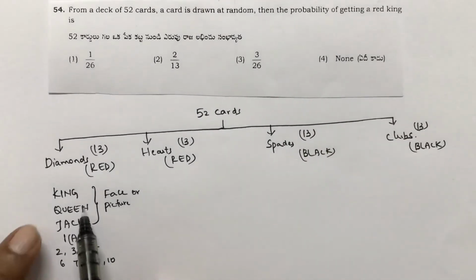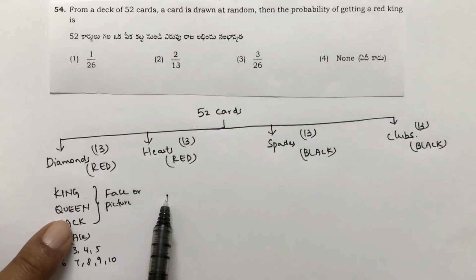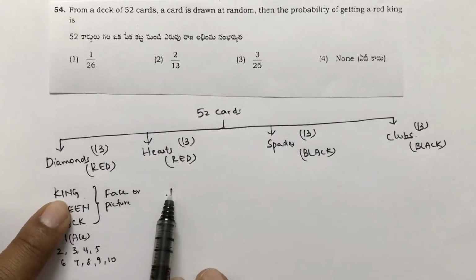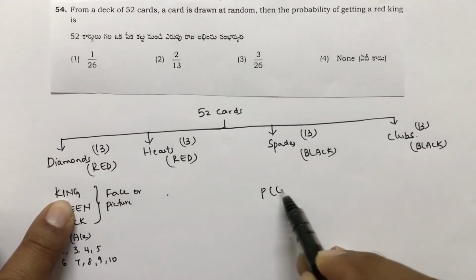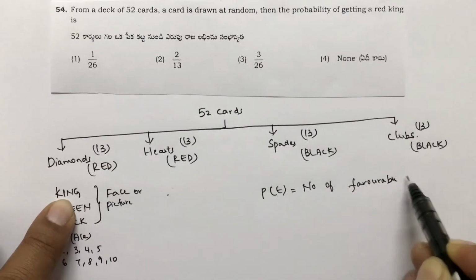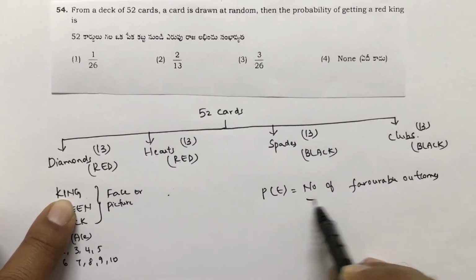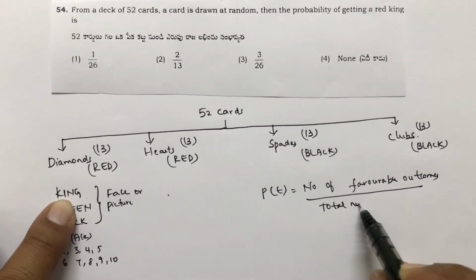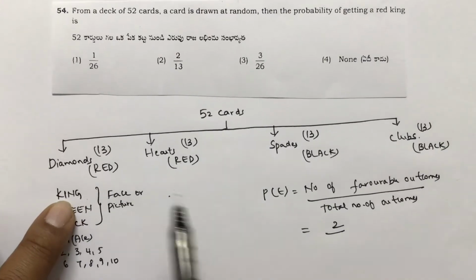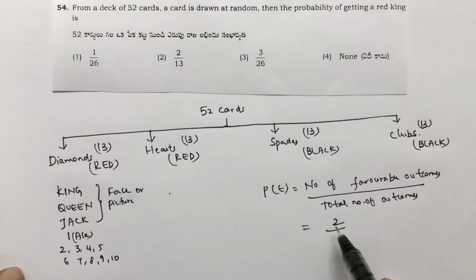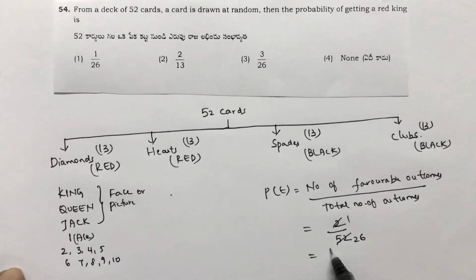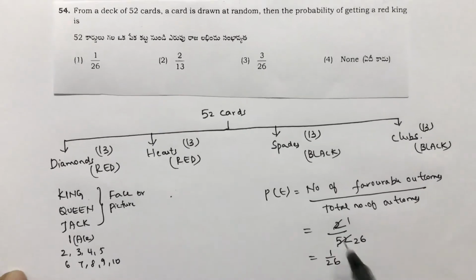Now in this question, what they are asking is the probability of getting a red king. So see, in the 4 suits, 2 cards are red, diamonds and hearts. In this we have 1 king, in this also we have 1 king. So probability of an event is number of favorable outcomes by total number of outcomes. Here we have 2 red color kings, by total cards 52. So 2 times 1, 2 times 26, so 1 by 26. The correct option is 1.